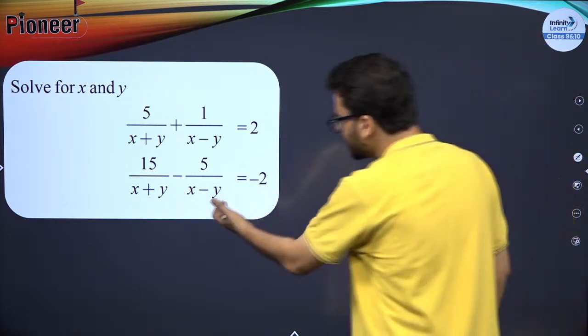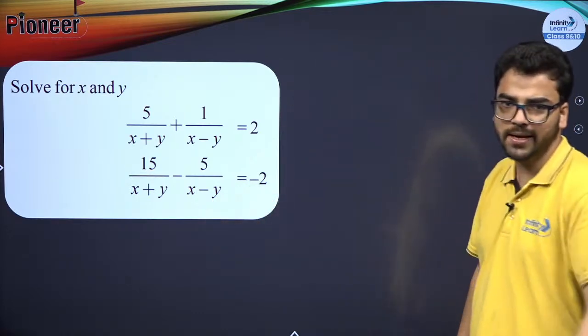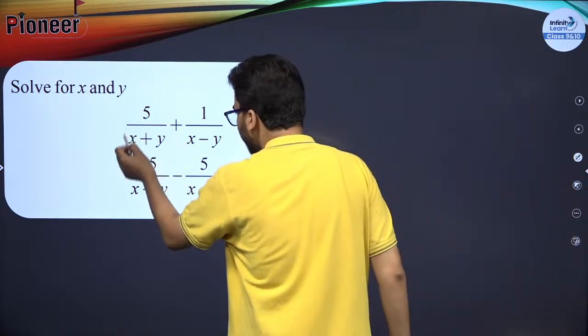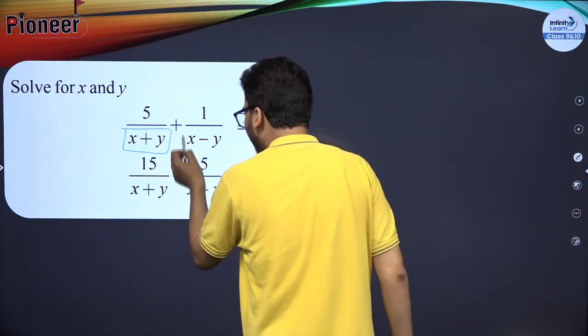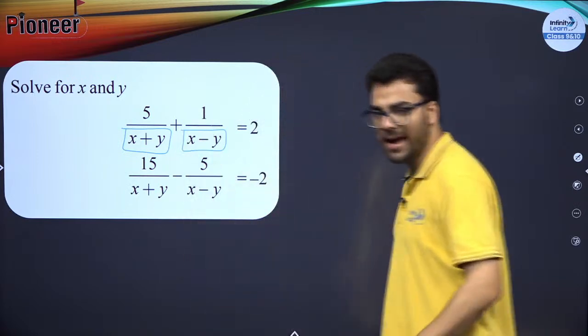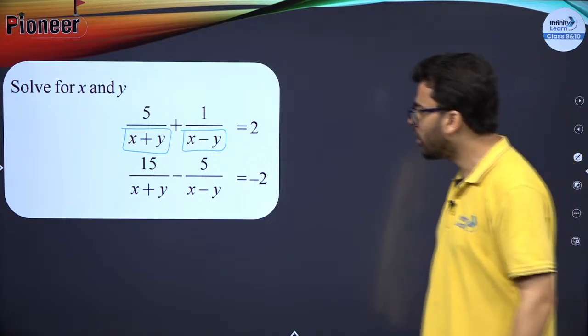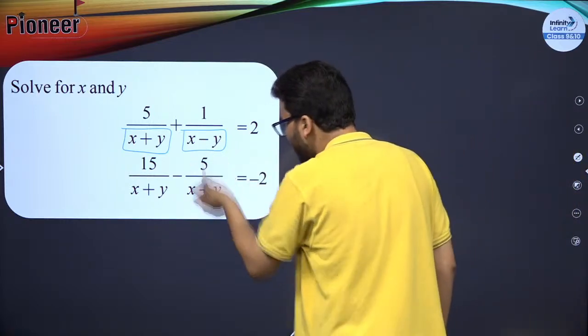So again, you see, this is not a pair of linear equations in two variables. I guess you would be able to understand that. So it means I have to first find the value of x plus y and then I have to find the value of x minus y and then I can solve them. So you see, can I think of eliminating x minus y over here?